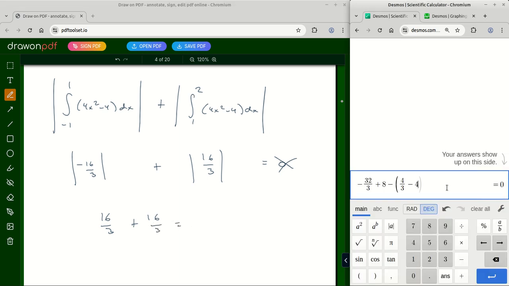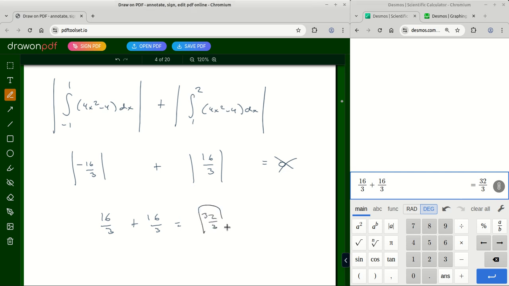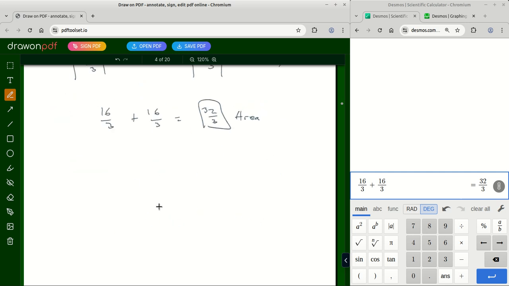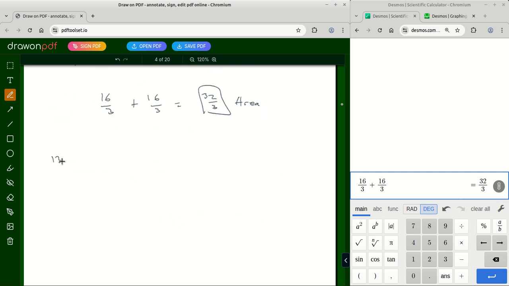Back to Desmos. And there you go. So this is the total area now. Again, some of it was negative, finger quote, below the x-axis, and some was positive. But that's what we needed to do. Okay. So sometimes you got to watch out for those weird problems like that.